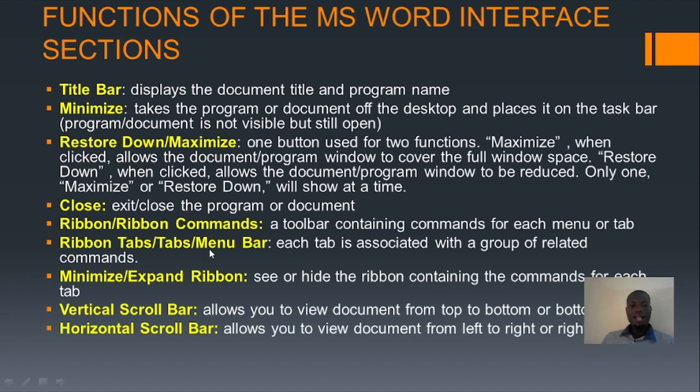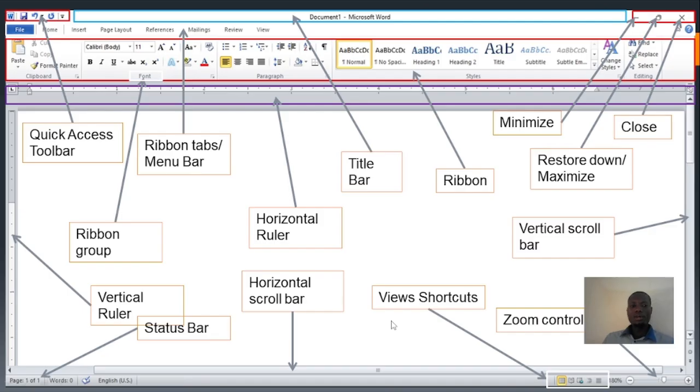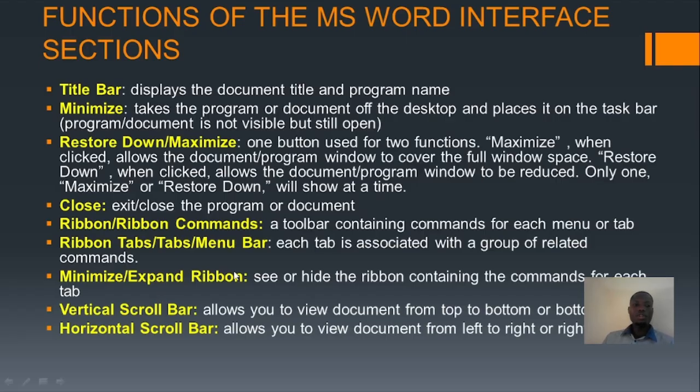Now we have ribbon tabs, or menu bar. We can call it ribbon tabs or menu bar. So which are these ones? These are the tabs here. You can see File, Home, Insert, Page Layout, References, Mailings, Review, and View. This is what we call the menu or tabs or ribbon tabs. And what is the function of this section? It says that each tab is associated with a group of related commands. You should know that. This is very, very important.